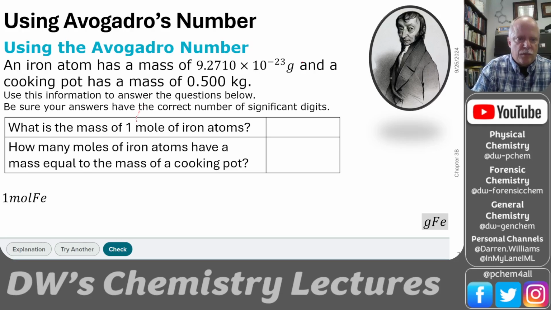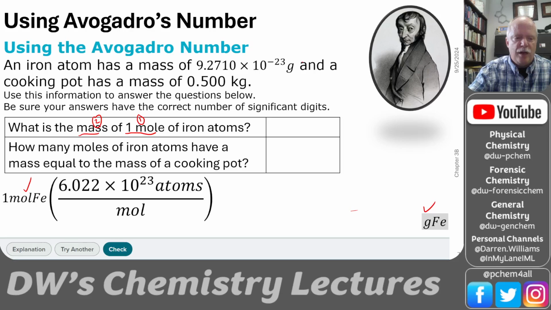Okay. So we got 1 mole of iron atoms, and we want to know what the mass is. So we're going from here to here. This is where we're starting, this is where we're ending. You've got to know where you're going, and where you're starting, in any of these problems. So have that mindset: you got to know where you're starting and you got to know where you're going in doing problems.